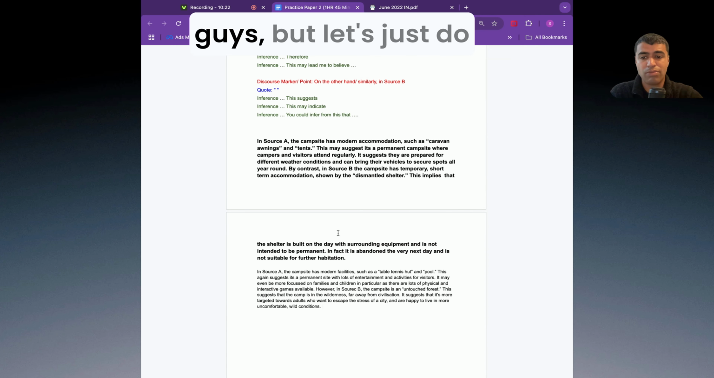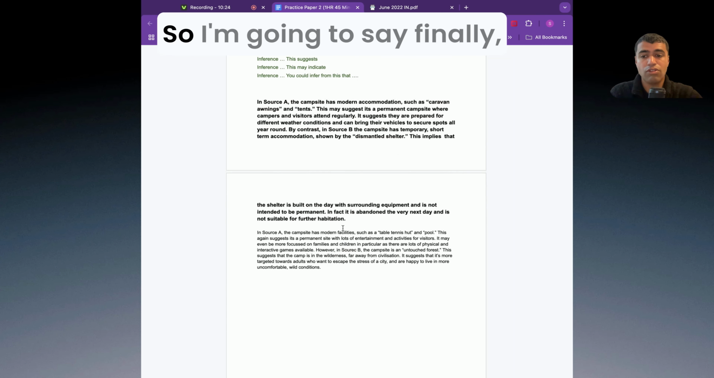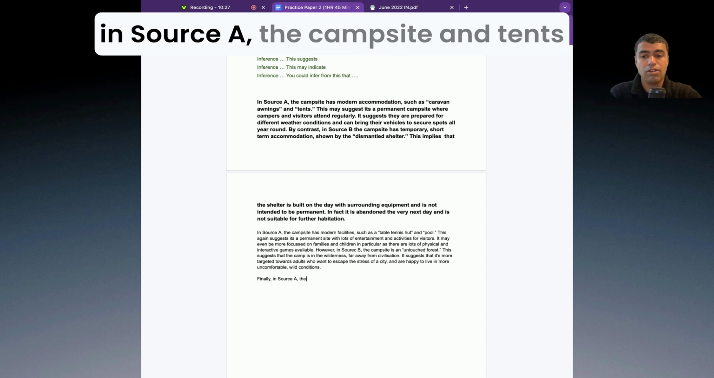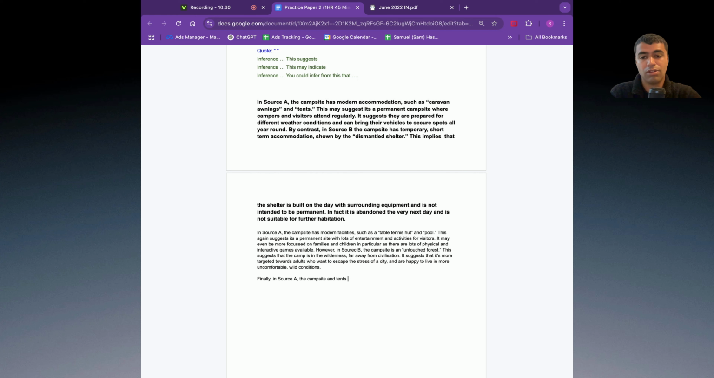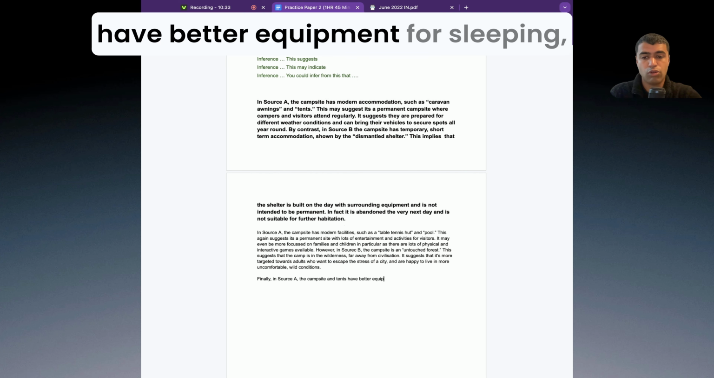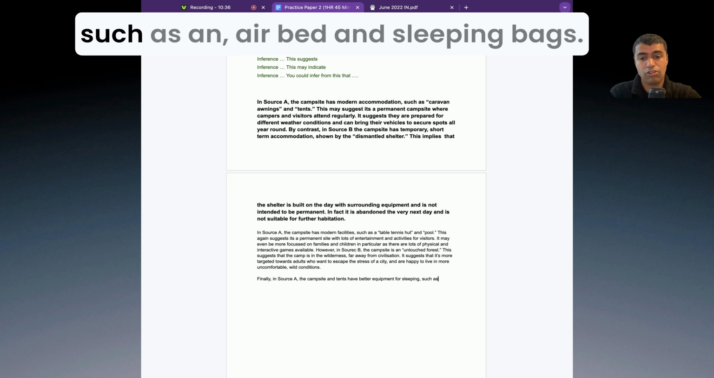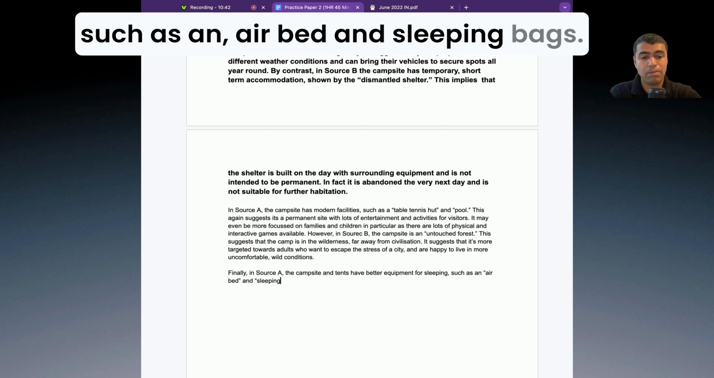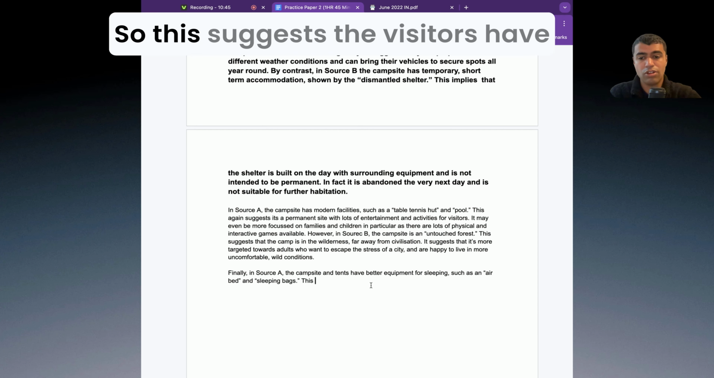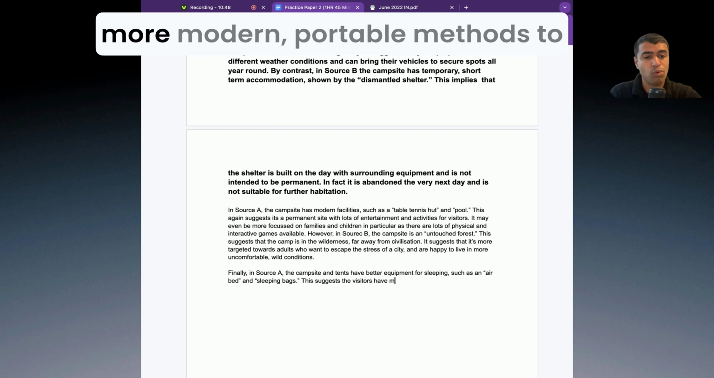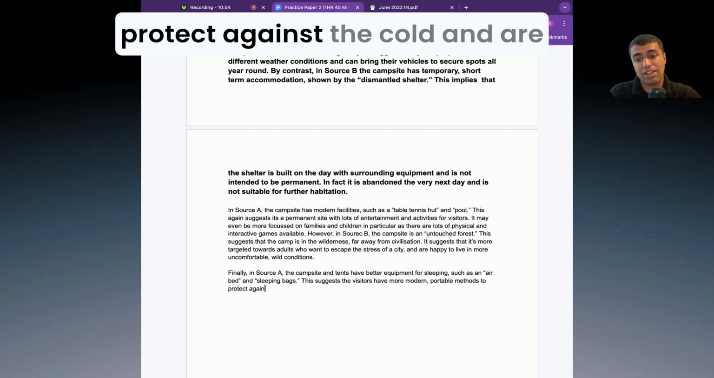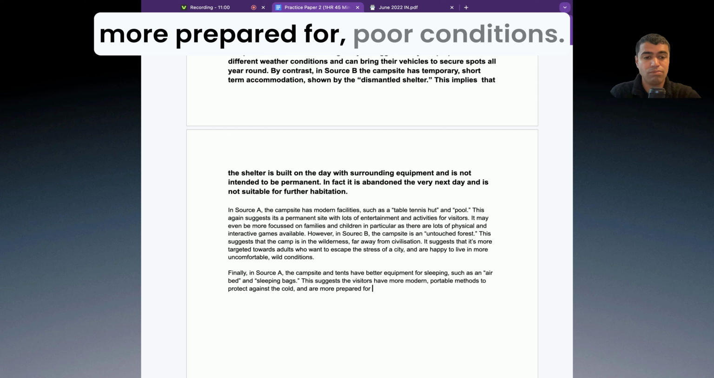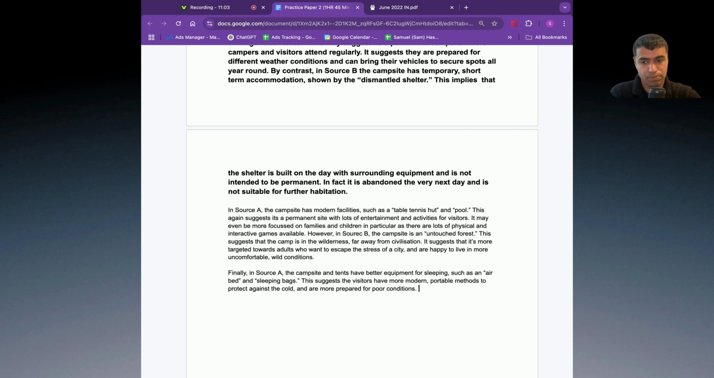So that'll probably be enough, guys, but let's just do one more just to show you. So I'm going to say, finally, in source A, the campsite and tents have better equipment for sleeping, such as an airbed and sleeping bags. So this suggests the visitors have more modern, portable methods to protect against the cold and are more prepared for poor conditions.